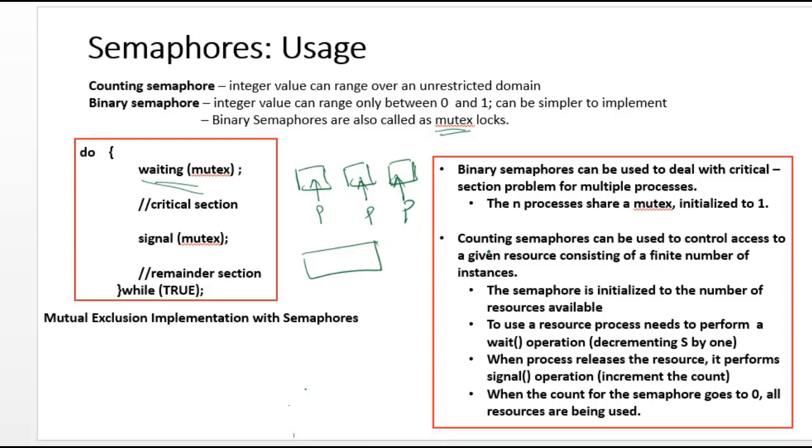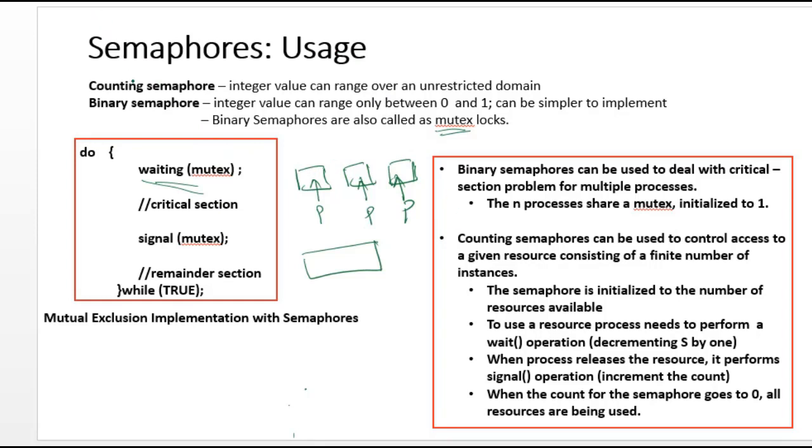Let us summarize. Technically, a counting semaphore can be used to control access to a given resource consisting of a finite number of instances. The semaphore is initialized to the number of resources available. To use a resource, a process needs to perform a wait operation. That means the semaphore has to be decremented by 1. When a process releases the resource, it performs a signal operation by incrementing the semaphore value by 1. And when the count for the semaphore goes to 0, that indicates that all the resources are being used. Then the process has to go to the waiting state. So this is about counting semaphores.